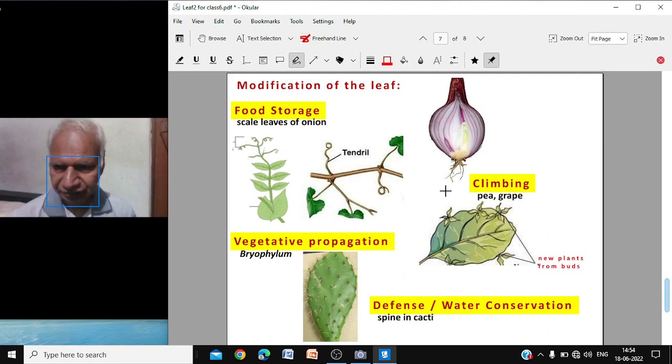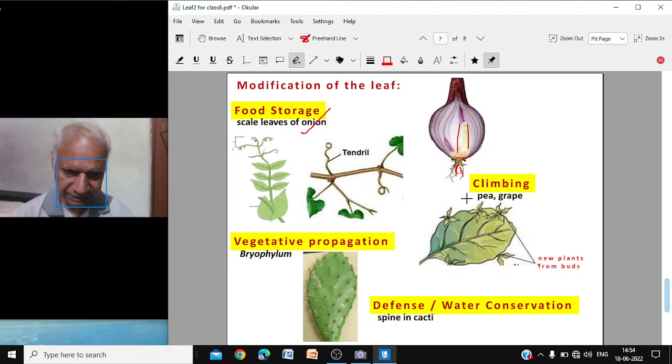Now we have modifications of leaf. How the leaf can be modified. First we have food storage, scale leaves of onion. There is the onion we consume. This is the disc, and the hair-like structures are roots, adventitious roots. The scale leaves, the fleshy scale leaves is what we consume.